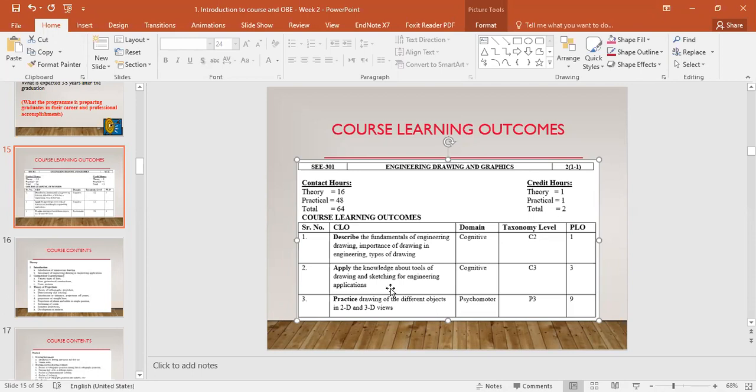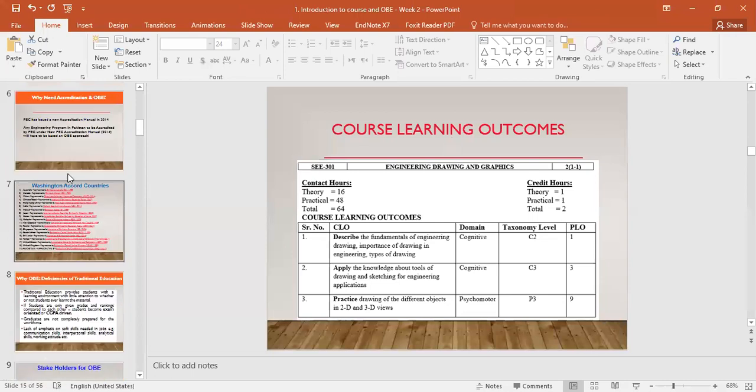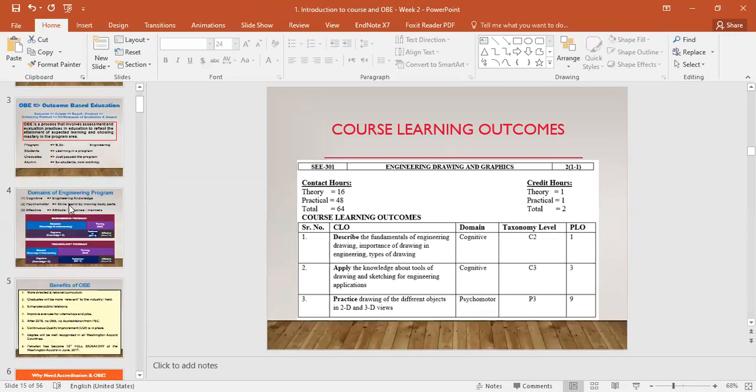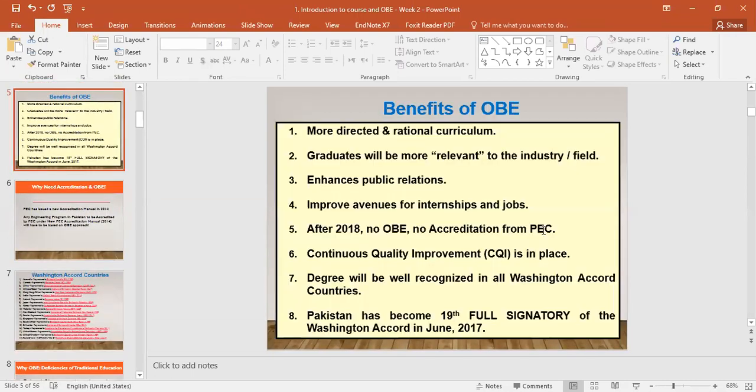Okay, so you will apply the basic knowledge of drawing to draw the object. You are more directed toward industry, as these CLOs are designed according to the requirements of the industry and the field. That's why you will be more relevant to the industry and field. Okay.